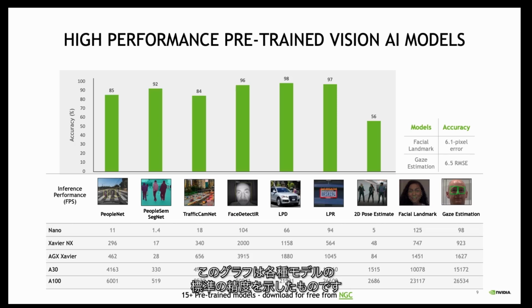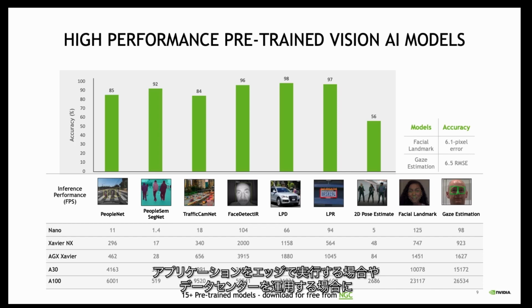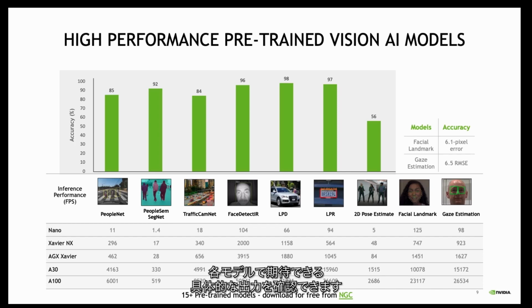Let's first talk about the accuracy. The chart shows the out-of-the-box accuracy for most of these models. So what's cool about this is that you can take these models as is in production or fine-tune them quite easily with the TAO Toolkit with your own data. Additionally, the table below shows how these perform on the various GPUs, all the way from the smallest Nano to our flagship GPU, the A100. So now if you're running applications at the edge, or if you want to run a data center, you actually know what output you can expect to get from these models.